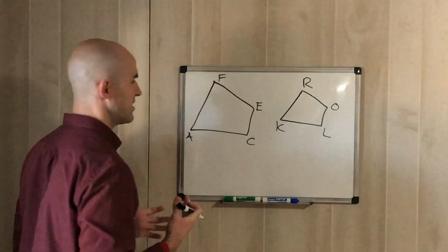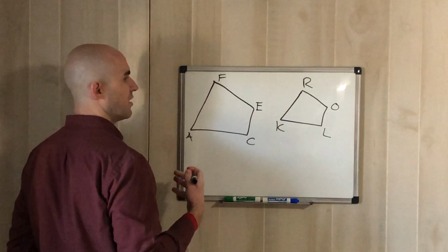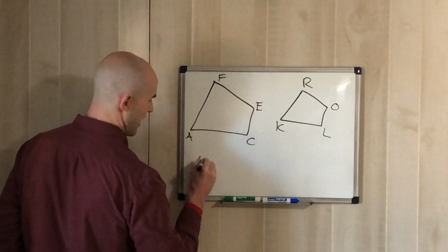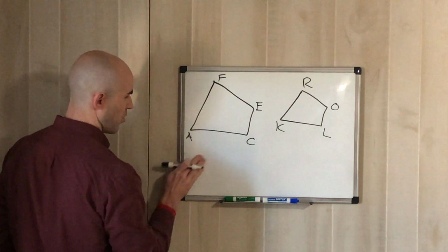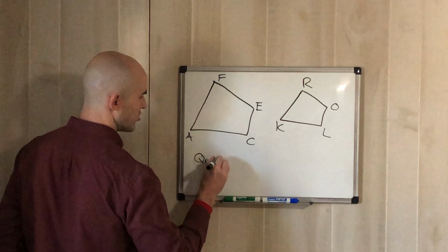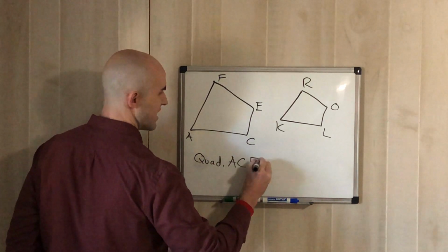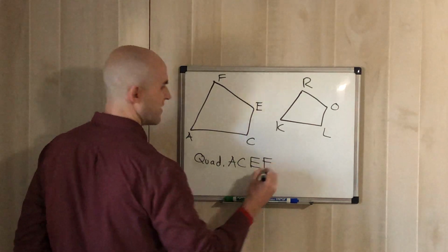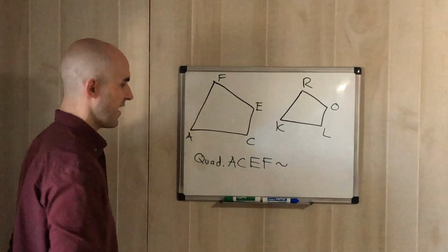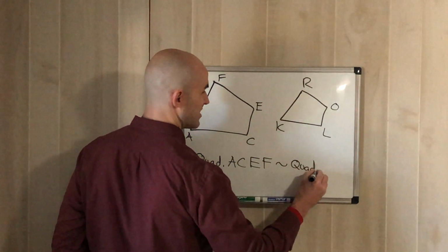So when it comes to these figures, what we know is that to show that they're similar without always writing it out, there is a symbol. And so let's call this one quadrilateral ACEF, right? And the symbol for similar, it's just this, it's just the squiggly line. Whenever you see that squiggly line, all that means is just the word similar, right?